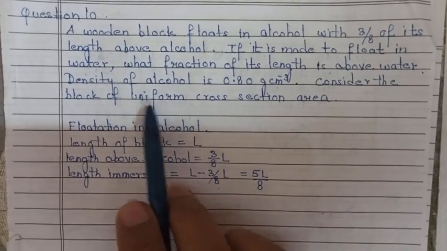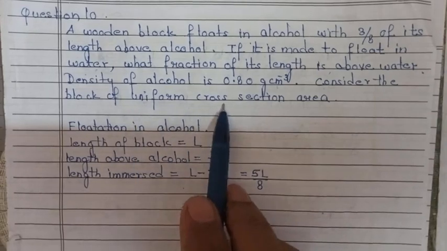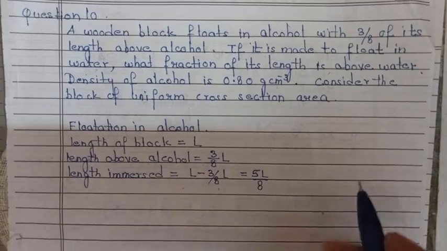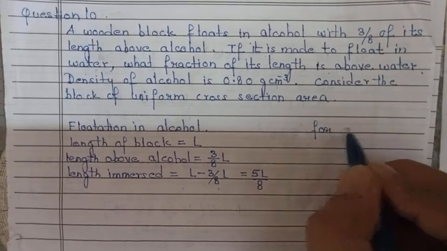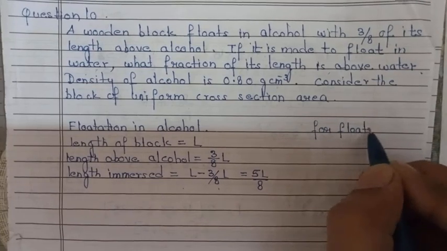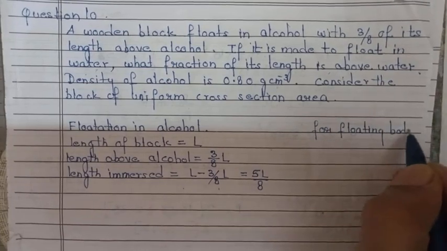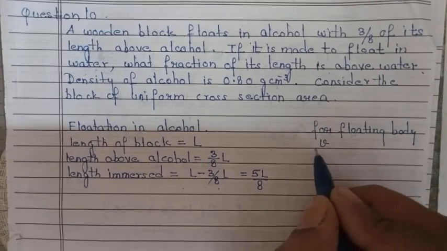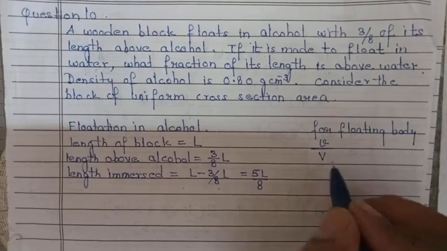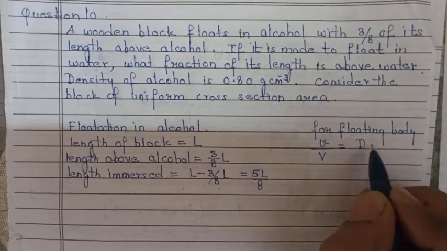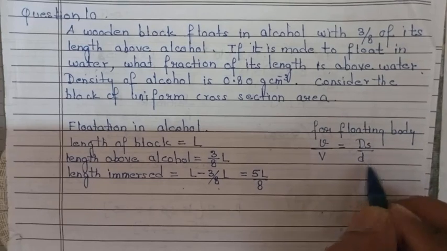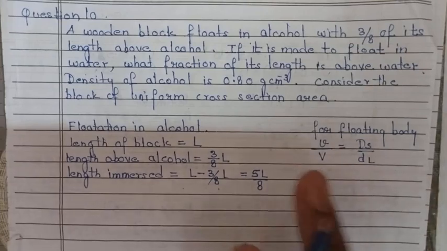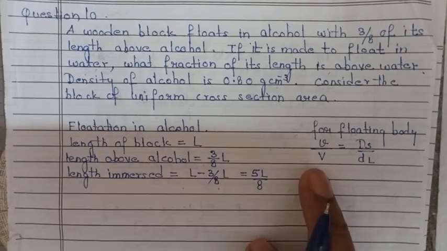Now if you go through the question, they say the block is of uniform cross section. Now we know that for a floating body, I told you we can always use this formula: volume of the body submerged upon the total volume is equal to density of the solid upon density of liquid. So this relation we can use whenever a body is floating. Here the body is floating, so we can use this relation.